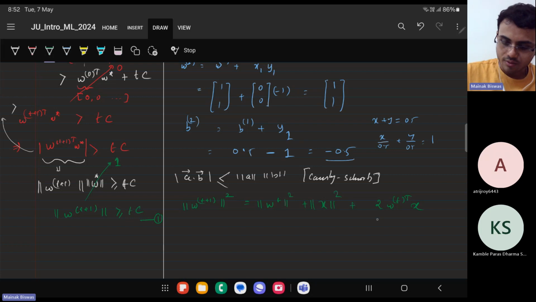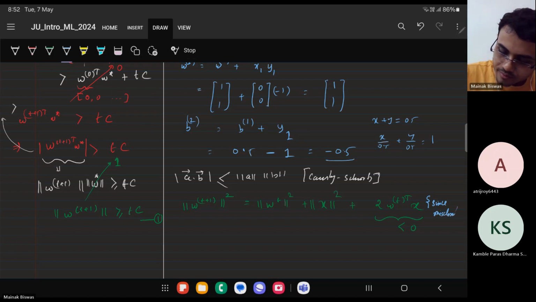So now this term that you have over here, what can you tell me about this? This you already know, right? Since it's a misclassified data point, it has to be less than 0. Since misclassified. Yes, I didn't put y, sorry. I just put the y back, right? So I can again put a bound, right? Wt plus 1.